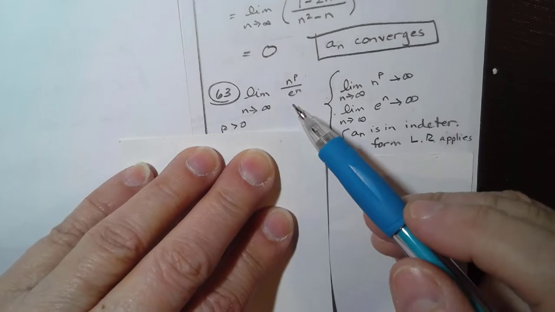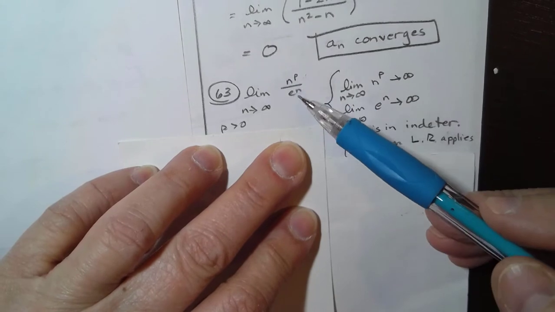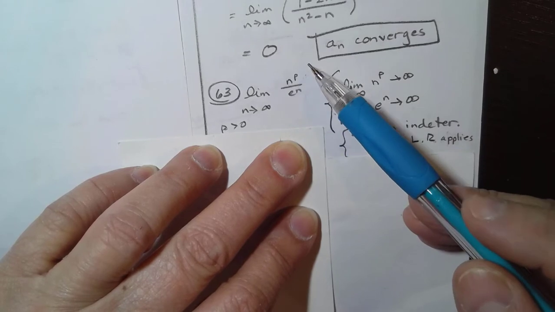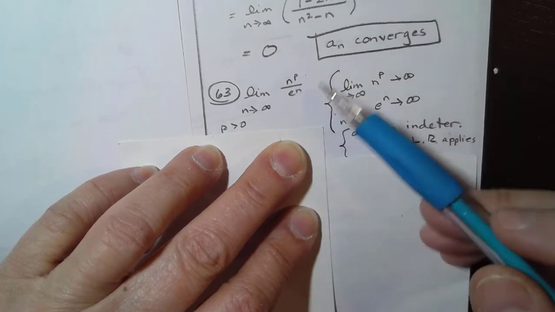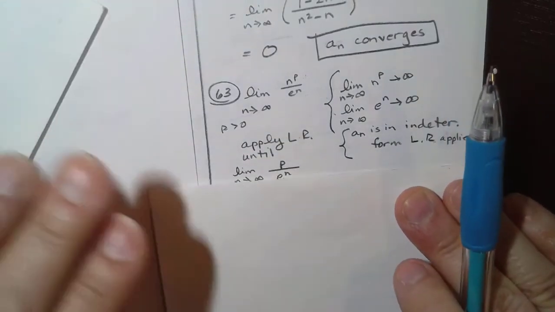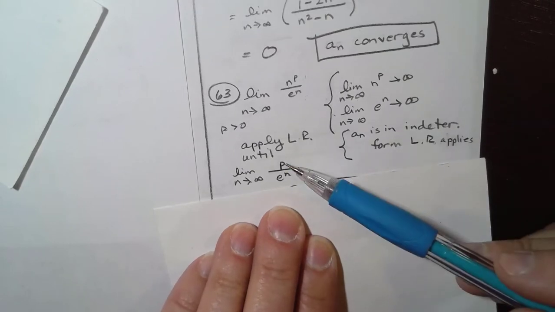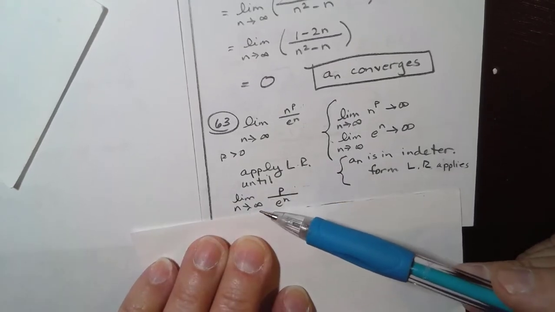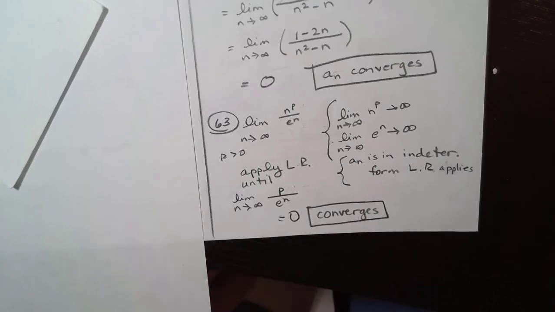We also know that p is a number greater than 0. Now, what's going to happen is when I take the derivative, I'm going to get p times n to the p minus 1 over e to the n. And I'm going to continue to take derivatives. I'm going to continue to have indeterminate form until I finally get the limit as n goes to infinity of p over e to the n. Again, p is just a constant. So finally, I get the limit as n goes to infinity of p over e to the n, and that's going to go to 0, so my sequence converges.